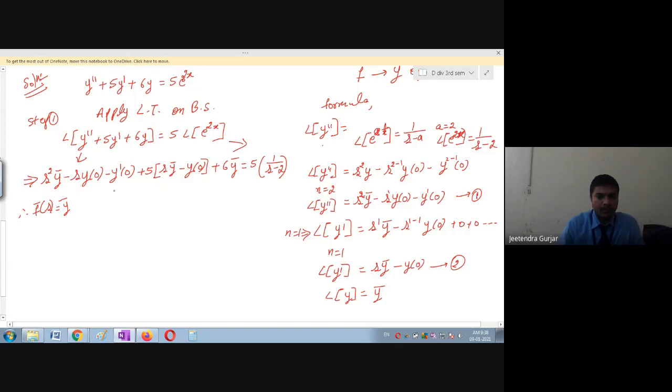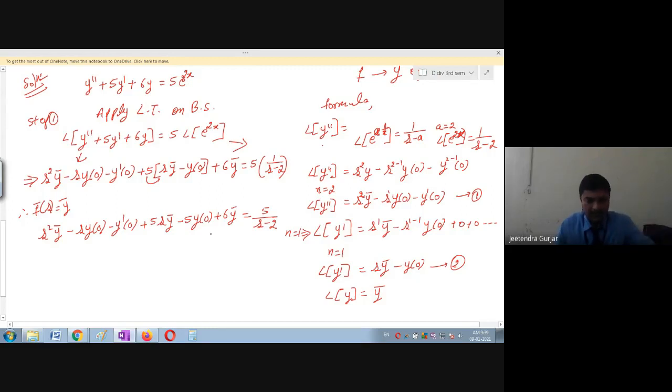So what I will do, I will just first open all these brackets. So therefore, this will become s square y dash minus s y of 0 minus y dash of 0 plus, I will multiply this 5 inside this bracket, so this is going to become 5 s y dash minus 5 y of 0 plus 6 y dash is equal to 5 divided by s minus 2. So this step is very important, students. Any doubt, please ask me. Yes, students, any doubt?